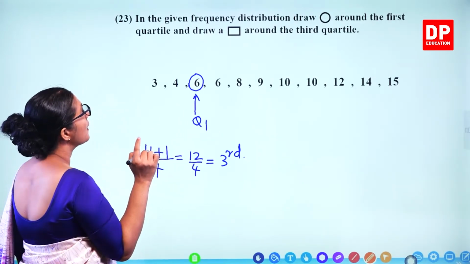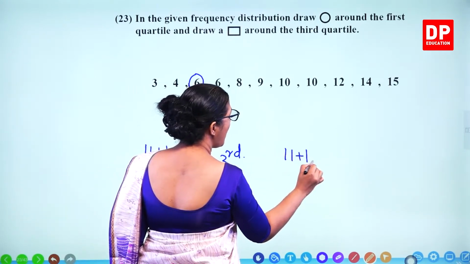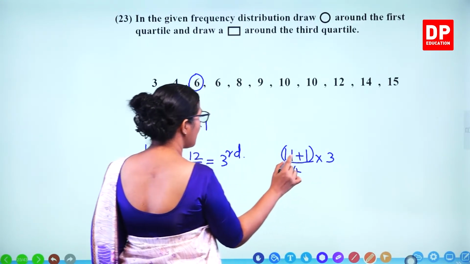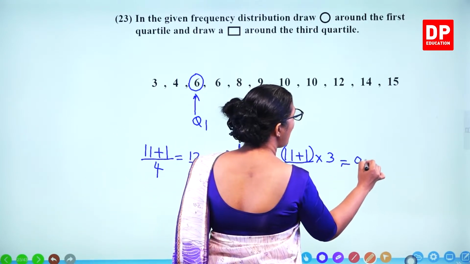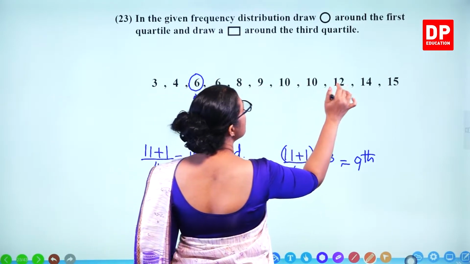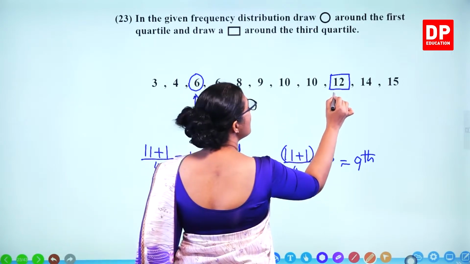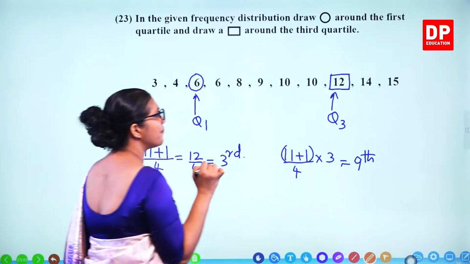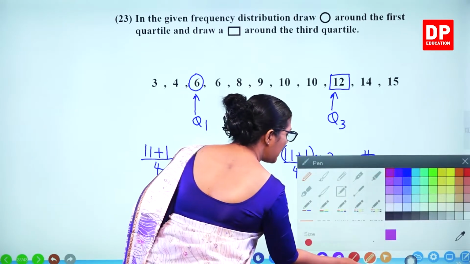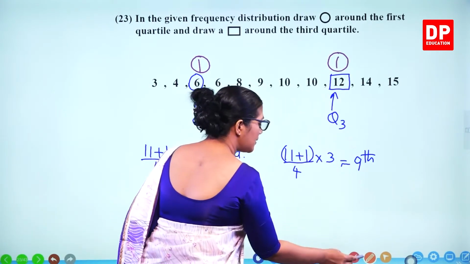Q1. How do you find the third quartile? 11 plus 1 divided by 4, multiplied by 3. So you get 3 times 3, the 9th one. 1, 2, 3, 4, 5, 6, 7, 8, 9. So here we'll put a rectangle there. So that's the third quartile, Q3. So 2 marks: 1 mark for finding the first quartile, 1 mark for the third quartile.